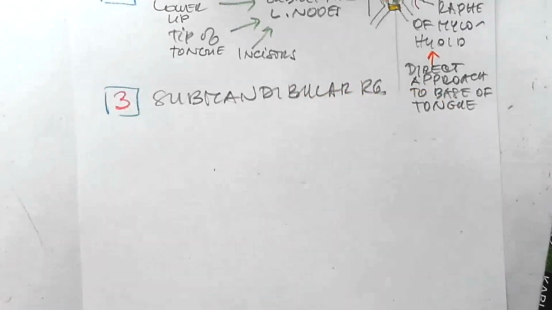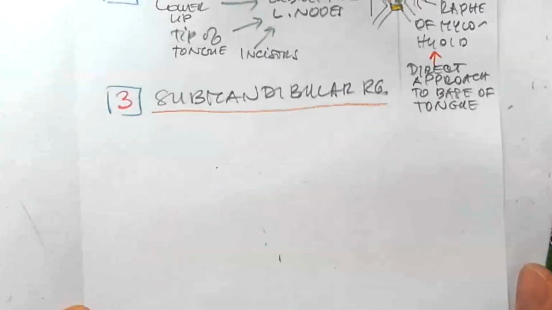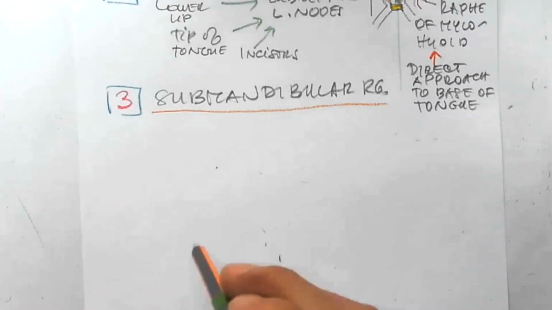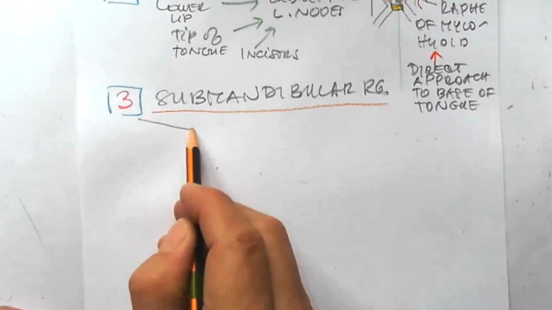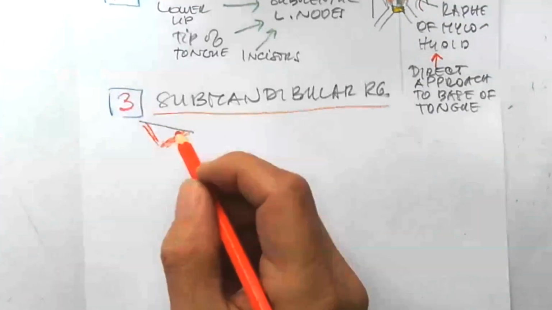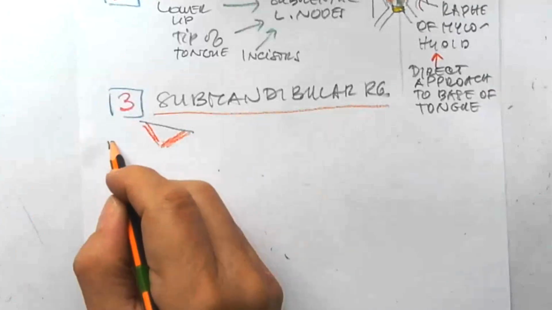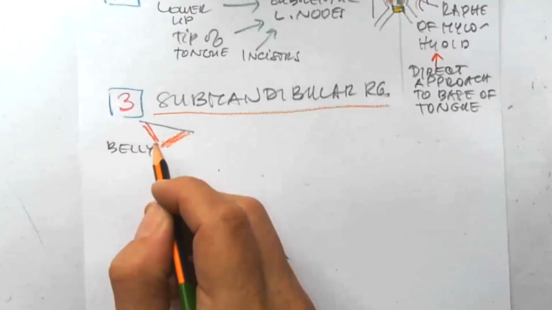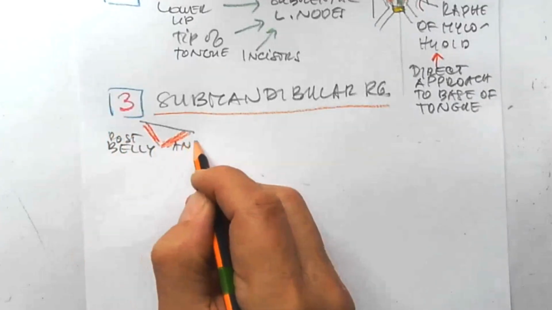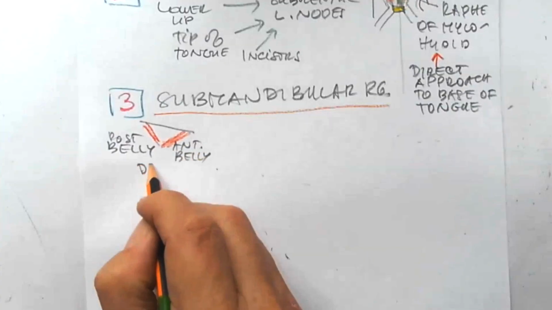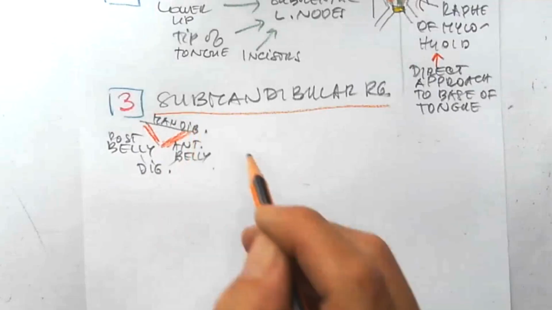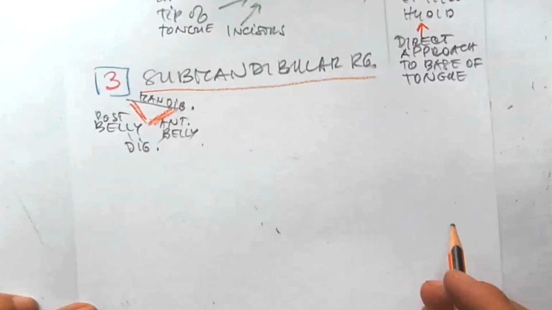The submandibular region contains more structures which are important for dentistry, like the trigone, easy to remember. Boundaries: posterior belly and anterior belly of the digastric, so I would just put belly of digastric, sufficient, and the body of the mandible. Fine, so the boundaries are good.